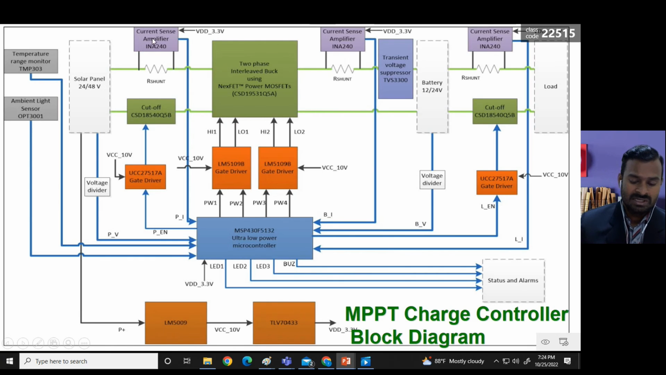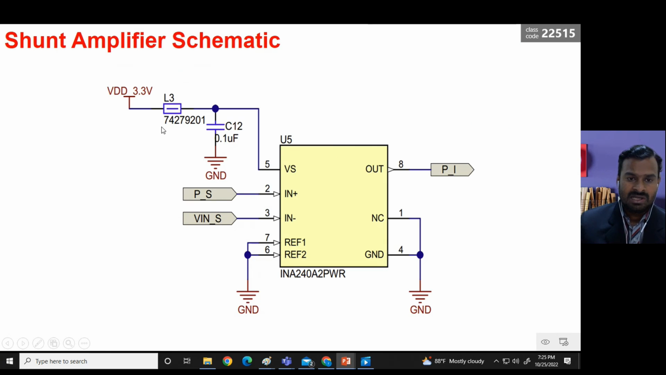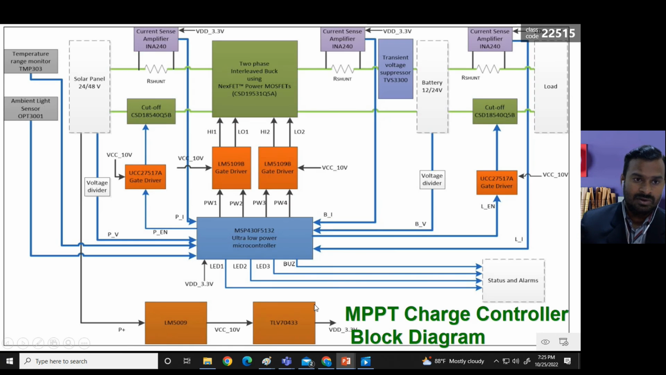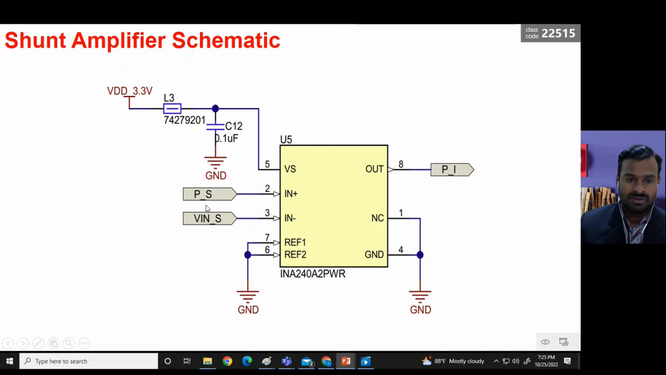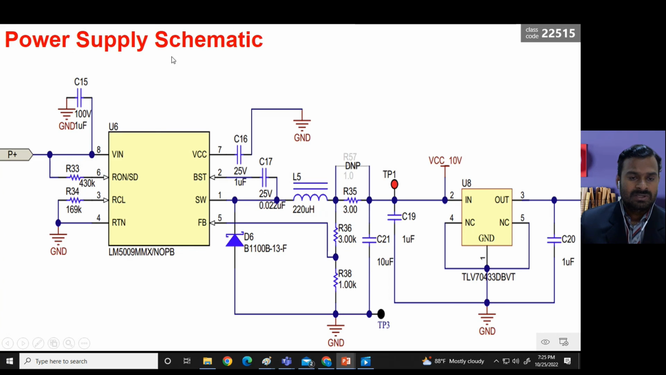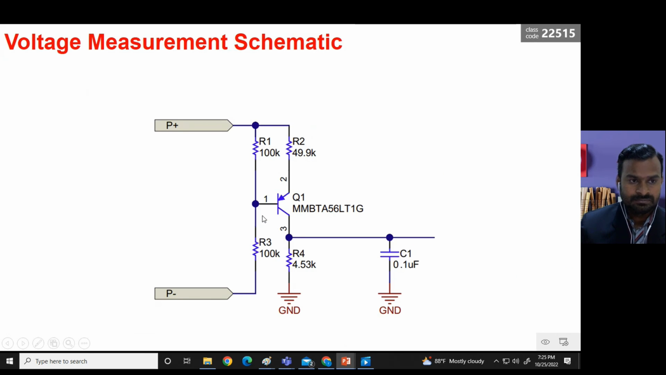So this is the current sensing amplifier circuit, which is very simple. We take the measurement here. You can see the probes here. These probes are connected here, and this is going to produce the output, which is going to the microcontroller. And similarly, power supply schematics: we have a 9 volt and a 3.3 volt regulator, which produce the required voltage values.